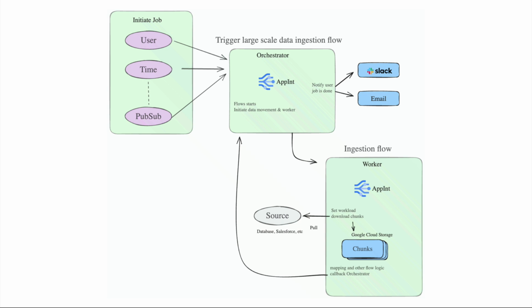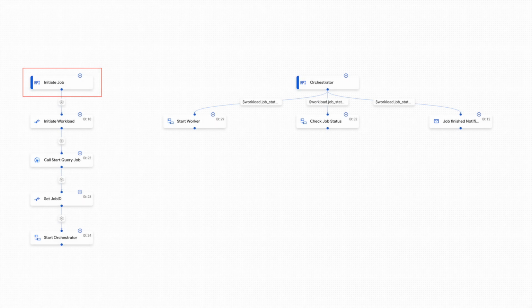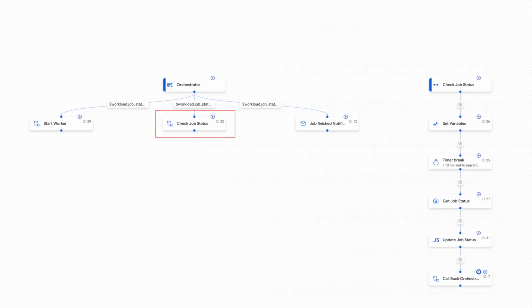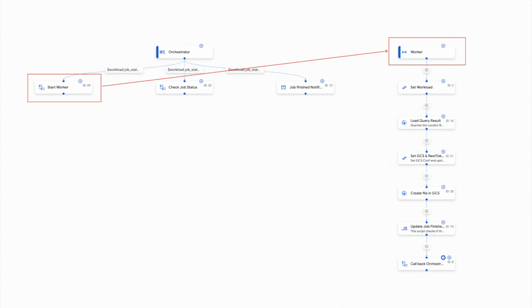We use an asynchronous orchestrator-worker model to efficiently transfer large datasets. The process begins with an initiate job task that is responsible for starting the job setup. The orchestrator is then responsible for keeping track of the overall progress and managing the job status check, specifically triggering the worker processes only after the underlying Salesforce jobs are finished.